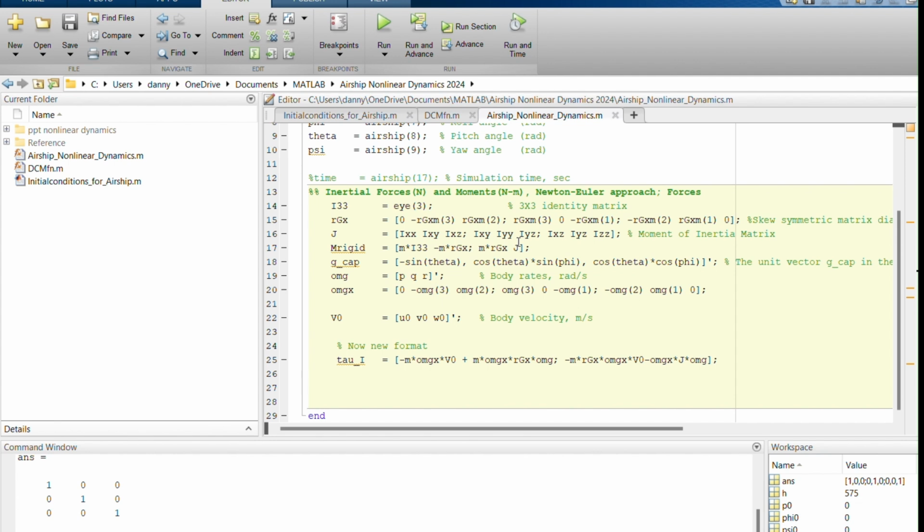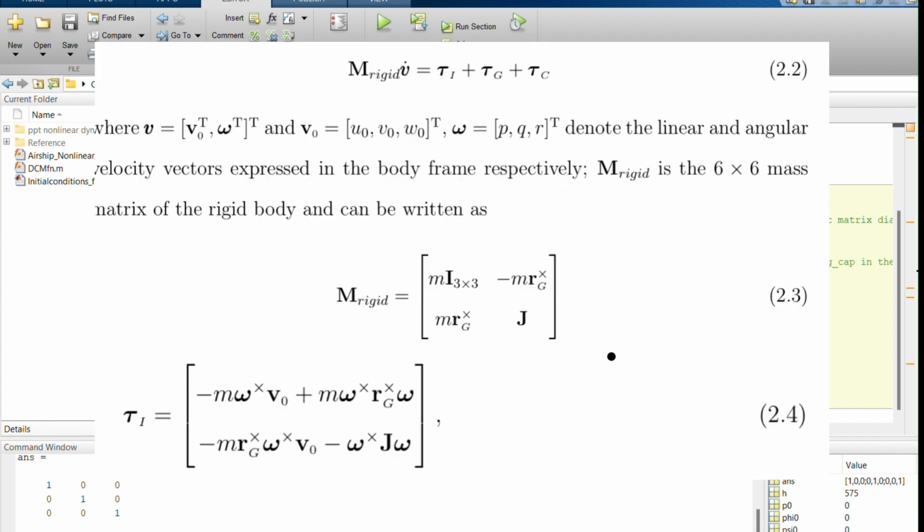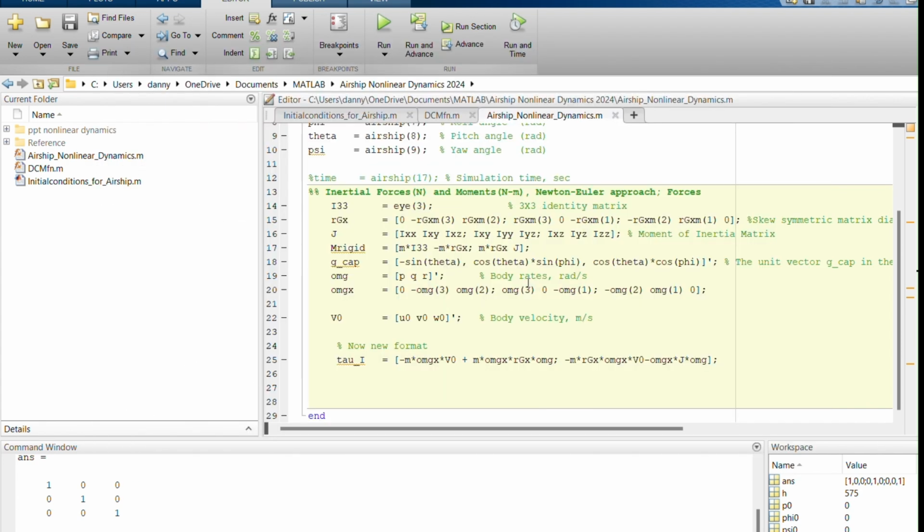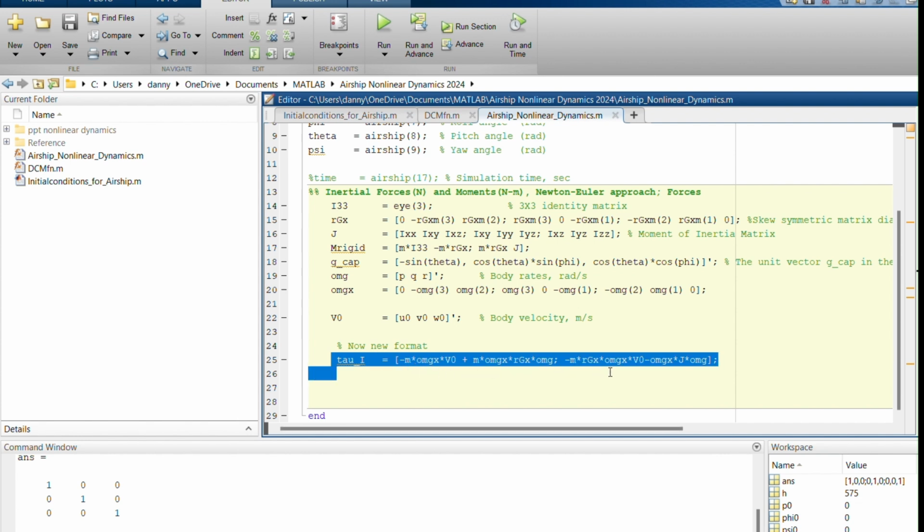I have typed all the equations of motion of the inertial forces and moments one by one over here in this vector form, from the reference paper we have shown, and this is how tau I is defined and estimated.